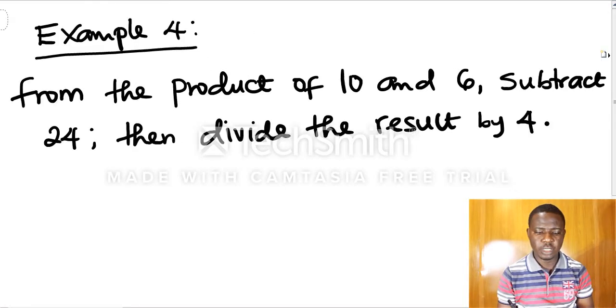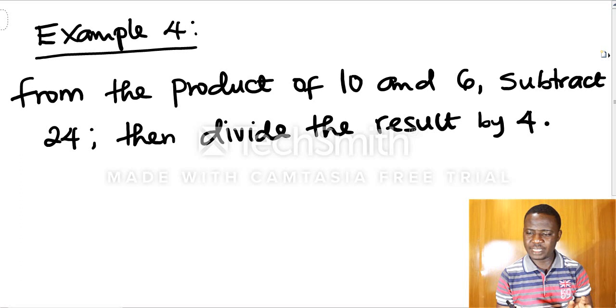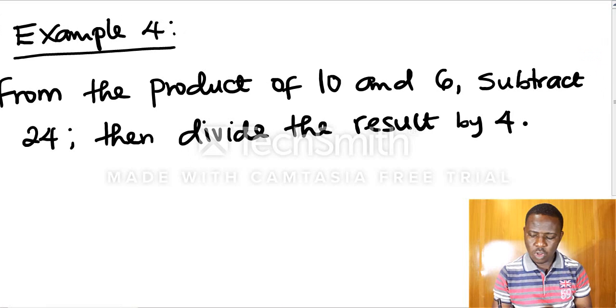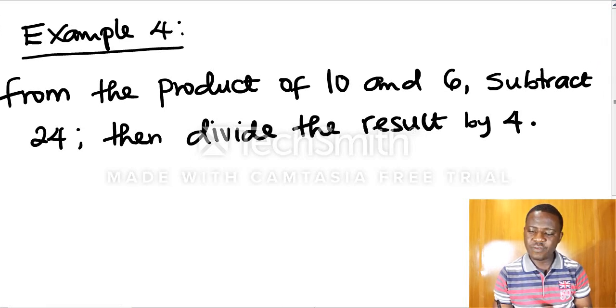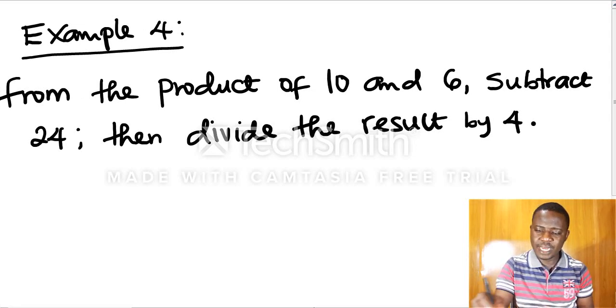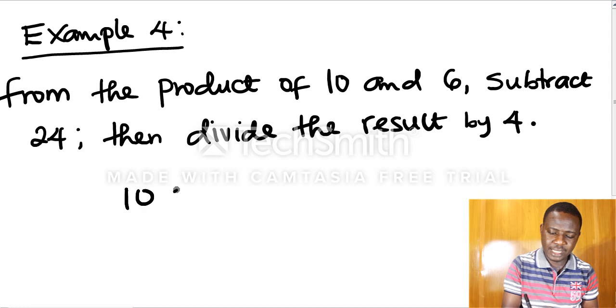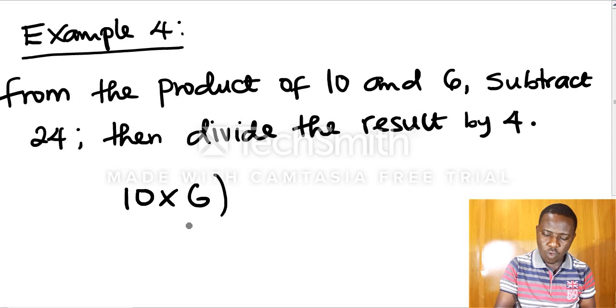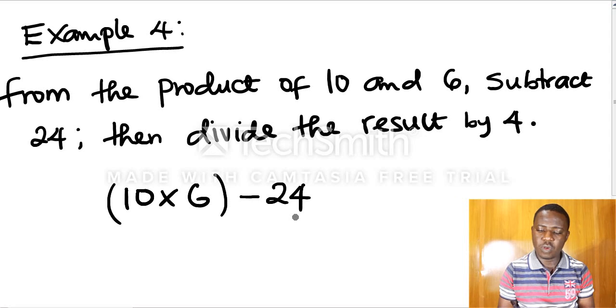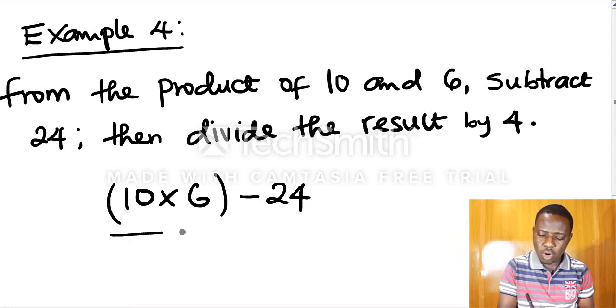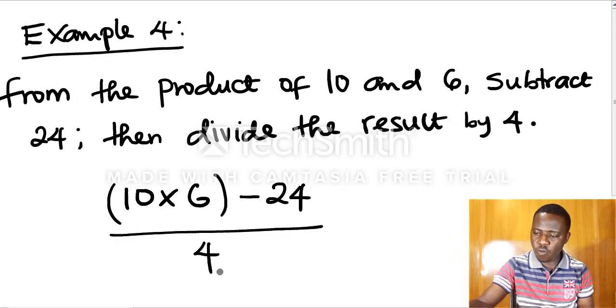Example 4 says find the product of 10 and 6, subtract 24, then divide the result by 4. Find the product of 10 and 6, that is 10 times 6. Subtract 24, which is 10 times 6 minus 24. Then divide the result by 4, so all of this will be divided by 4.